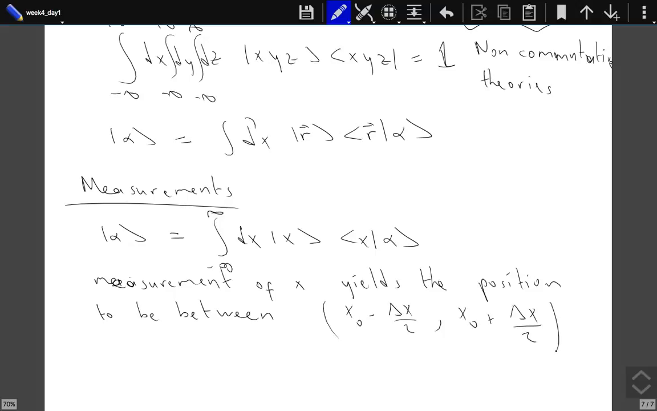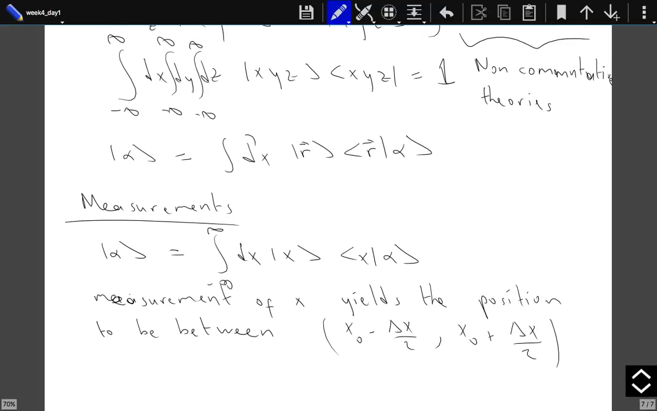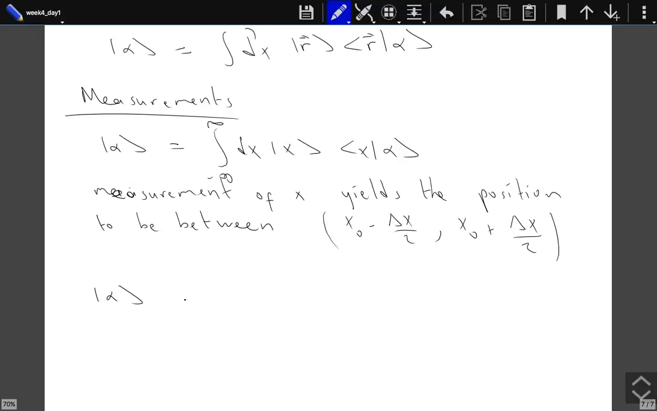After this measurement of the position, you know that the state will collapse. So we started with alpha, and after measurement, after collapse, the state will just become the integral from x0 minus delta x over 2 to x0 plus delta x over 2 of dx |x><x|alpha>. Of course, in saying this, we are assuming that the measurement didn't really change the state except causing it to collapse. So this is now the new position.